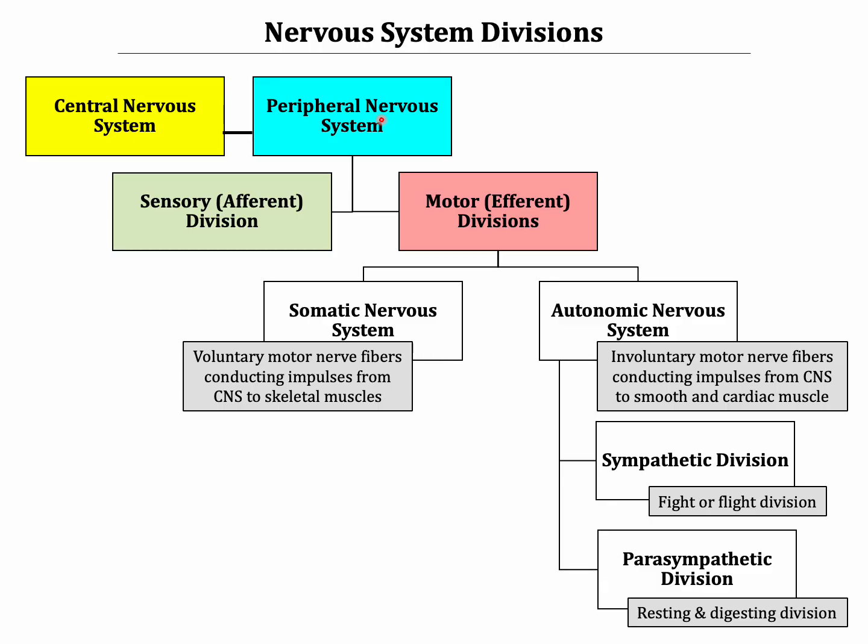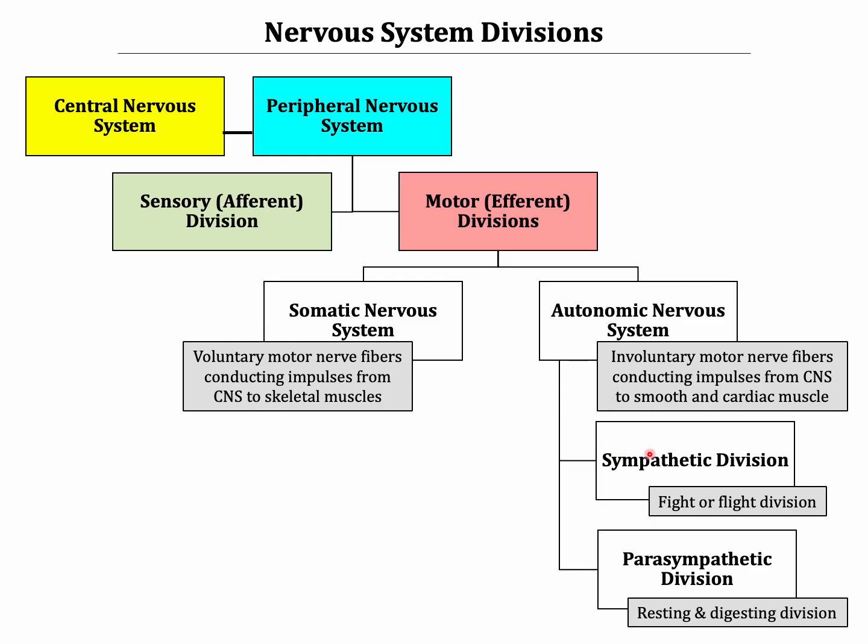We find with the peripheral nervous system, it's further divided into a sensory afferent division as well as a motor efferent division. With this motor branch here, we can divide that into somatic and autonomic. Somatic refers to voluntary control, voluntary motor fibers conducting impulses to our skeletal muscles. So conscious, voluntary motor control. Opposed to the autonomic nervous system or the ANS, that's all about involuntary motor nerve fibers, involuntary control to our smooth muscle and cardiac muscle.